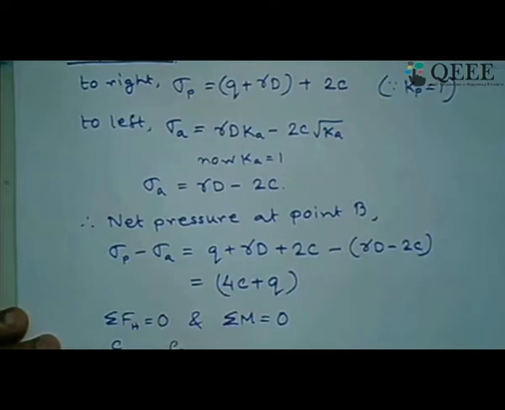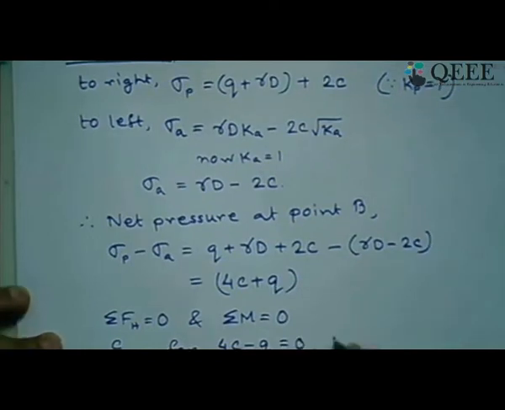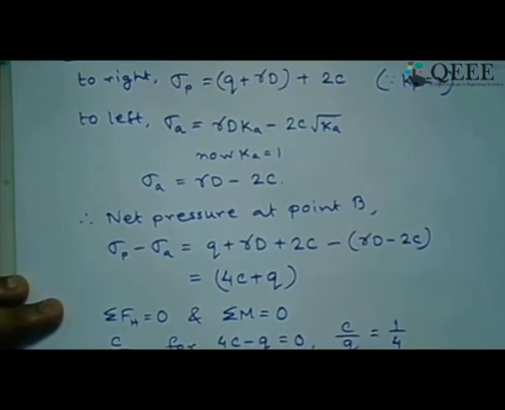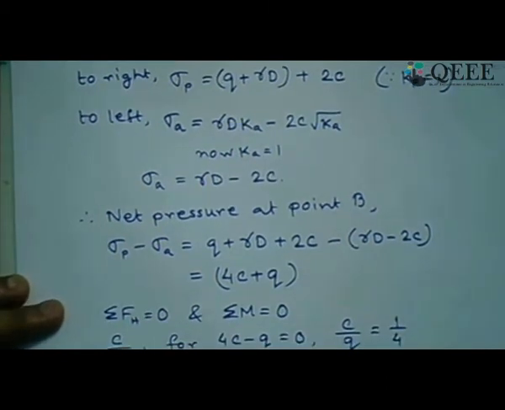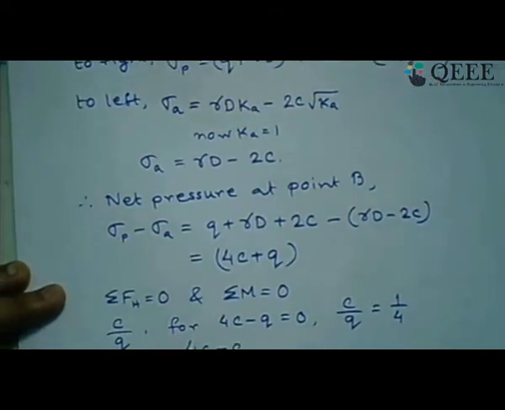So for 4C minus Q being 0, what will we get? The ratio of C by Q comes to 1 by 4. For stability, we should always check that this value of 4C minus Q must be greater than 0.